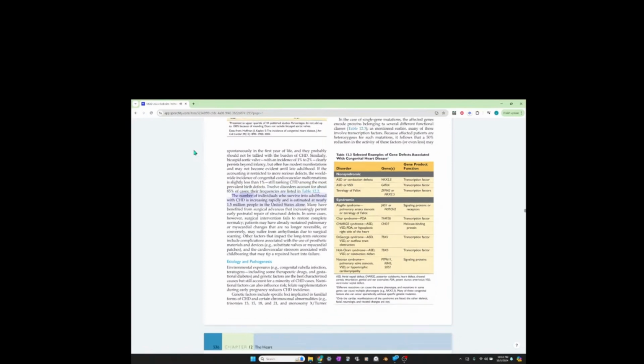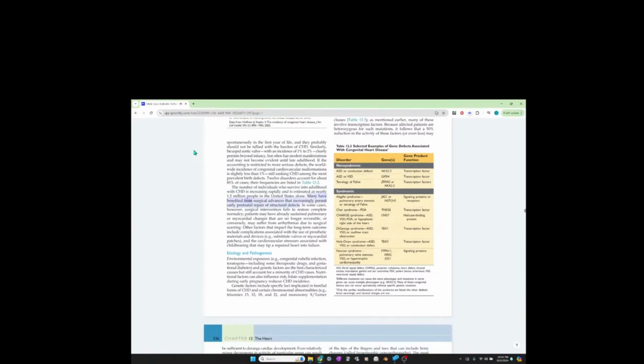The number of individuals who survive into adulthood with CHD is increasing rapidly and is estimated at nearly 1.5 million people in the United States alone. Many have benefited from surgical advances that increasingly permit early postnatal repair of structural defects. In some cases, however, surgical intervention fails to restore complete normalcy.